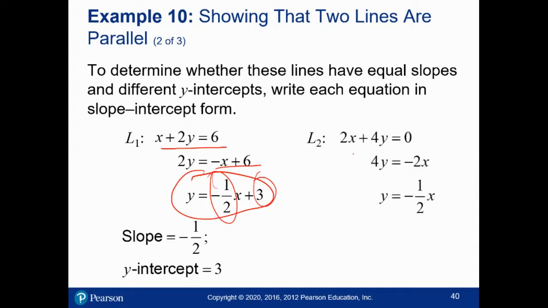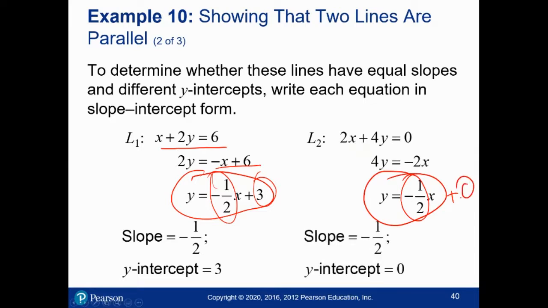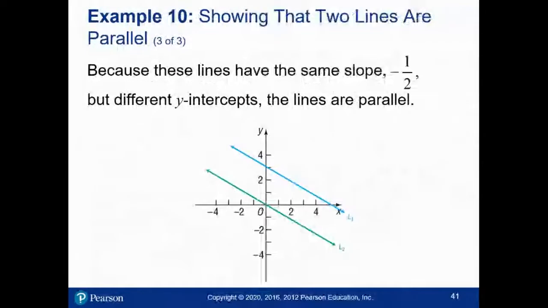The second line, 2x plus 4y equals 0, move the x's over and then divide by the 4, and you get y equals -1/2 x, which is the same as y equals -1/2 x plus what? Okay, so what's the slope? Well, it's still -1/2. What's the intercept? Plus 0. So the slope is -1/2, and the y-intercept is 0. So did these lines have the same slope? They did. Were they the same line? No, because their intercepts were different. So same slope, not the same line, so they are parallel.